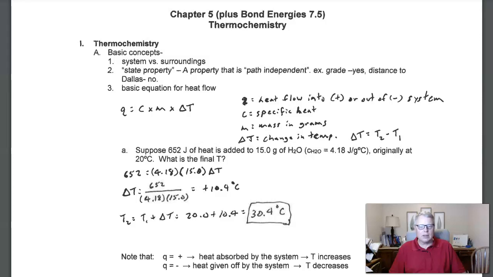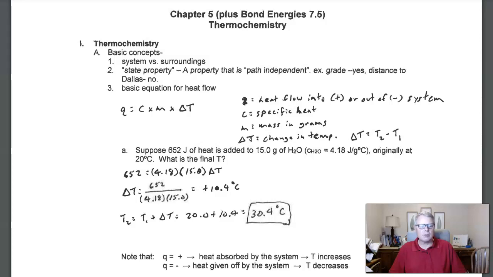I'm going to add one extra thing in Chapter 5. I'm going to add bond energies, which is actually Section 7.5 in your book. I'm going to add it here because it really does fit in very well with the material that we're going to cover. You'll see when we get there. The bad news is, yes, you have 7.5 on your test here as well. The good news is when you get to Chapter 7, that's one less thing you have to worry about. So you can look at it that way.